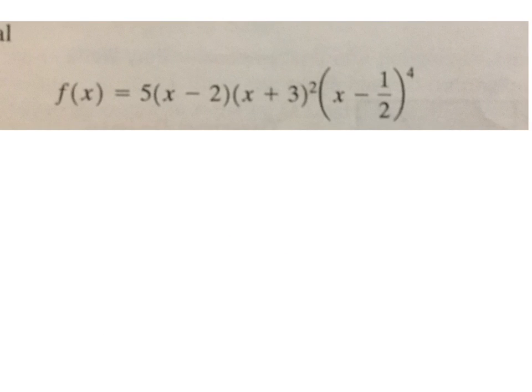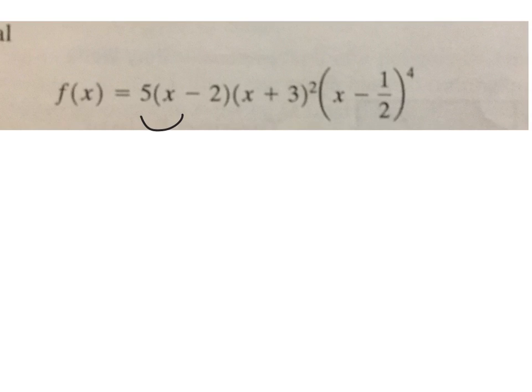Okay, so here I've got a polynomial function. I'm on the bottom of 179, example 5. Polynomial function, f of x equals 5 times x minus 2 times x plus 3 squared times x minus 1/2 to the 4th. Okay? And it tells me to find the zeros or find the roots or find the x-intercepts, right? They're all the same thing. I can't say that enough times.